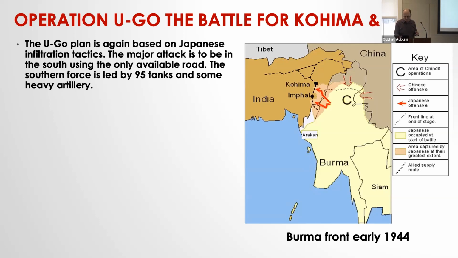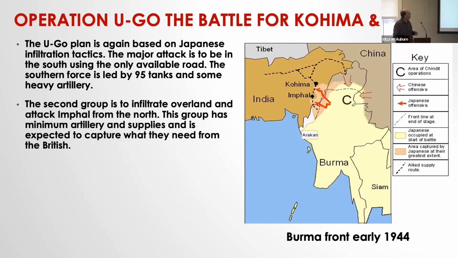The center force is actually going to try to do something differently. They're trying to break in through the middle between Kohima and Imphal. And the idea with the second group is they're not going to be well supplied. They're basically bringing their supplies in on their backs, going through the jungle. But the idea is the southern force is going to take Imphal from the south. The northern force is going to break through and isolate Imphal from the north. So that's the center group.